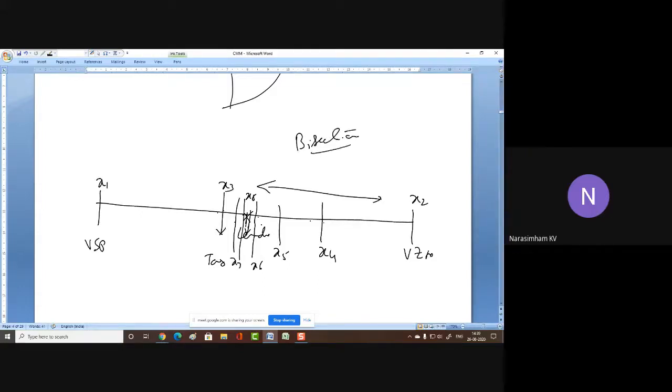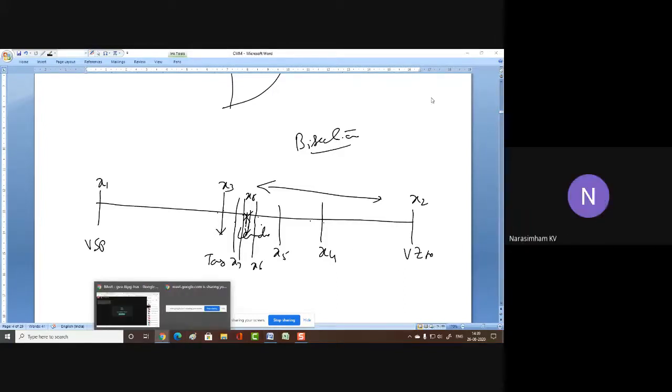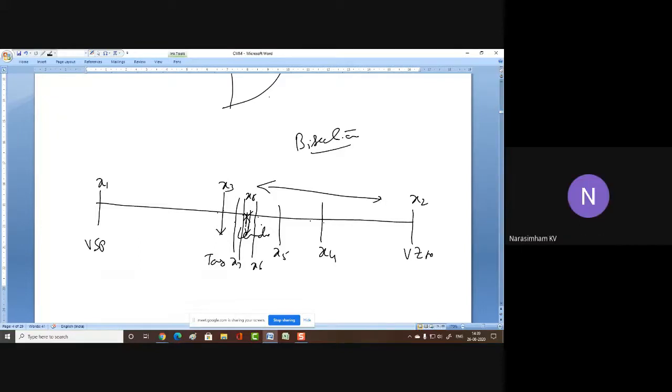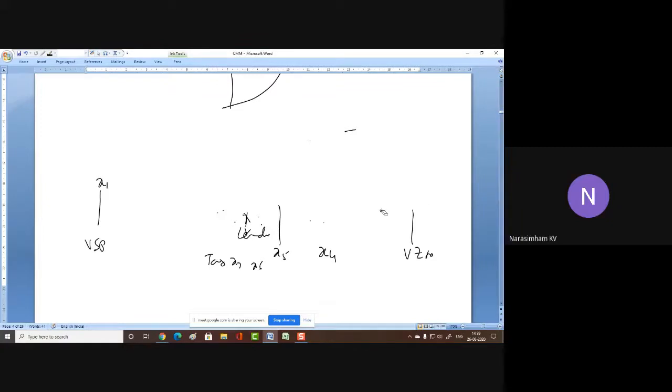This is nothing but bisection. Bisection is nothing but the midpoint. Do you understand? Anyone? Yes, sir. Most of the students are not attentive, now I am observing. Okay, this is a simple example, just for understanding.